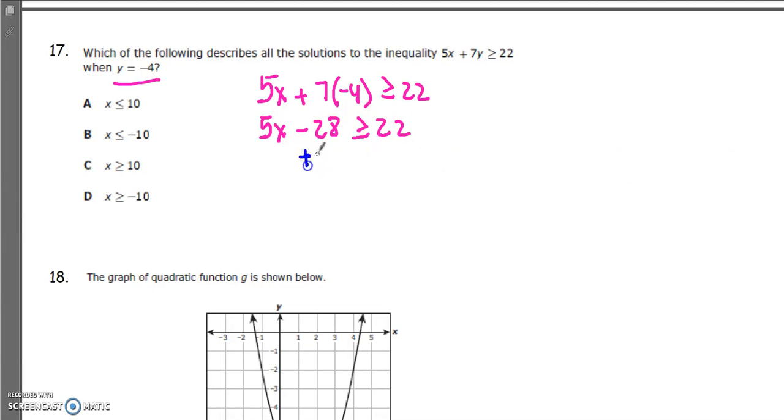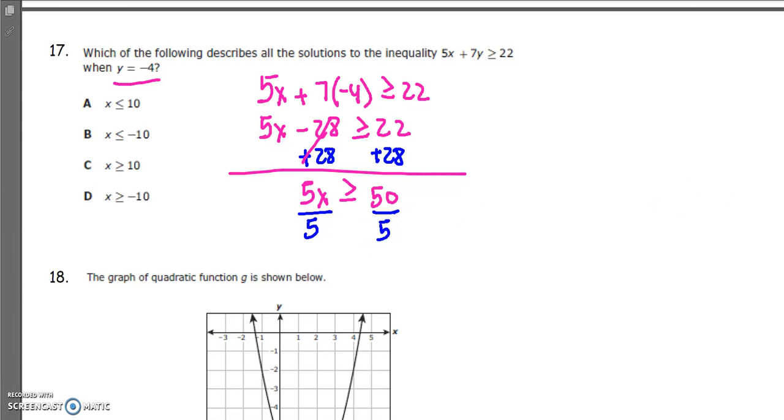So we are going to add 28 to both sides. This is gone. It leaves 5x. 22 plus 28 is going to give me 50. Divide both sides by 5. And so I did not divide by a negative, so I'm not flipping my inequality sign. And then 50 divided by 5 is 10. So x is greater than 10. Looks like C is going to be the correct answer.